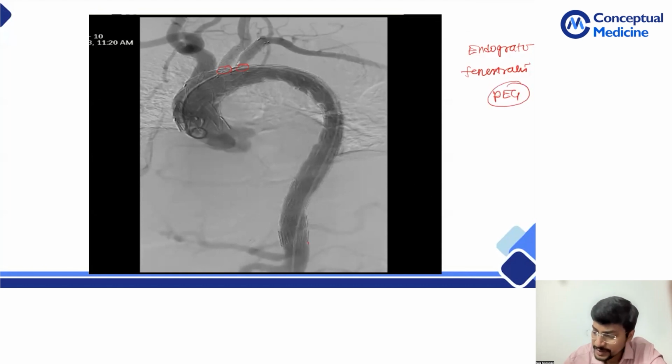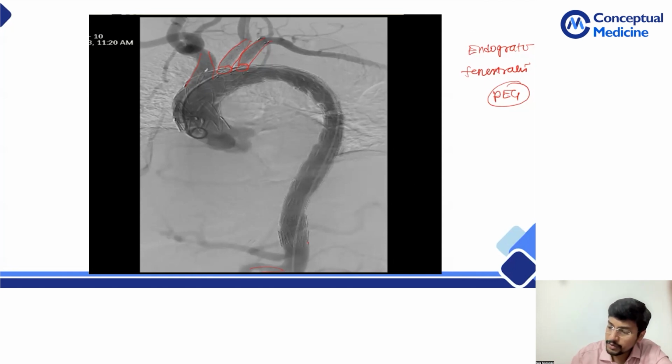You make fenestrations, and through the fenestrations you put a stent, so that the branches remain open. The same way you can do it for the abdominal aorta, for the renals, the celiac, and the SMA, you will have to do the same fenestrations. Only the DTA doesn't have any major branches, so you can just put a graft like that.